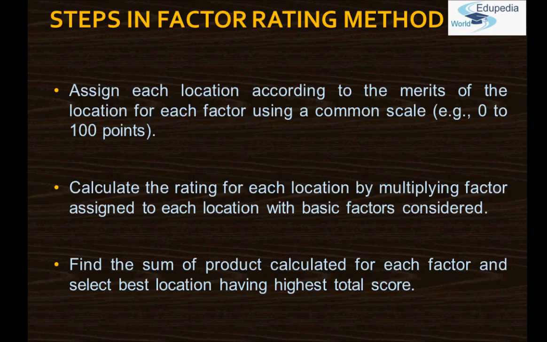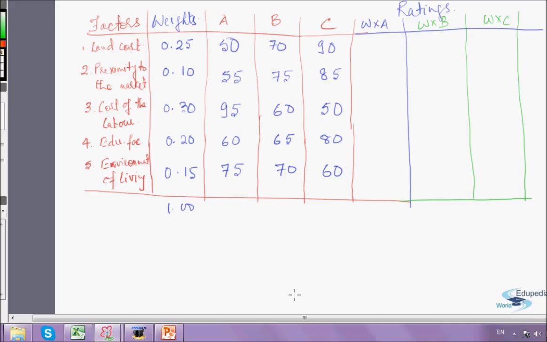Thereafter, lastly, we'll find the sum of the products calculated from each factor and select the best location, and the best location would be the one which has the highest total score. Okay, the one having the highest total score would be the best location. So if we have to solve this question, the one which we have here now, let's do it together.